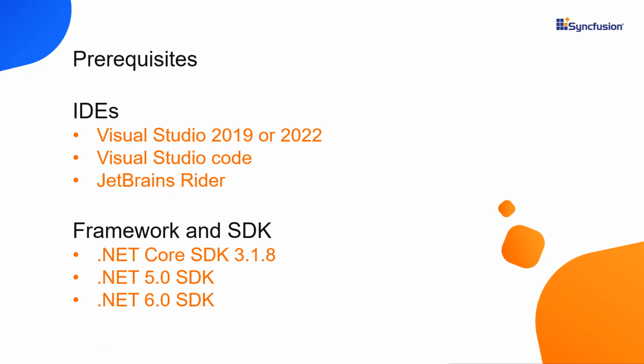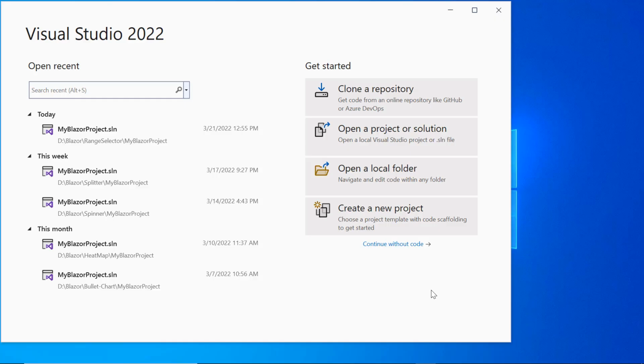A Blazor application can be created using Visual Studio 2019 or 2022, Visual Studio Code, or JetBrains Rider. In this video, I'll show you how to create a Blazor WebAssembly application using Visual Studio 2022. Make sure that you have installed a compatible SDK version like the .NET Core SDK 3.1.8, .NET 5.0 SDK, or .NET 6.0 SDK. First, open Visual Studio 2022 and choose Create a New Project from the dashboard.